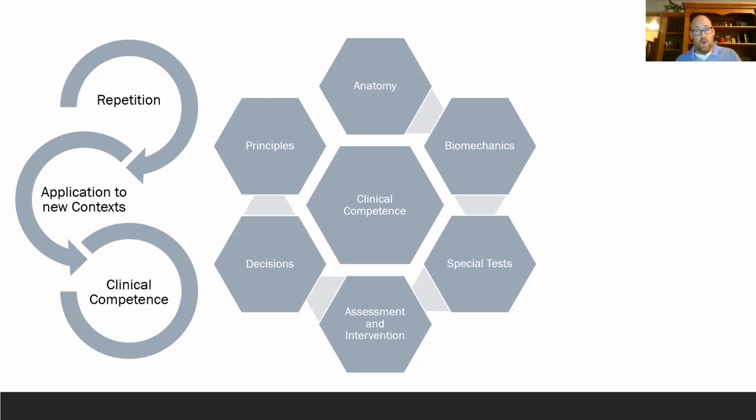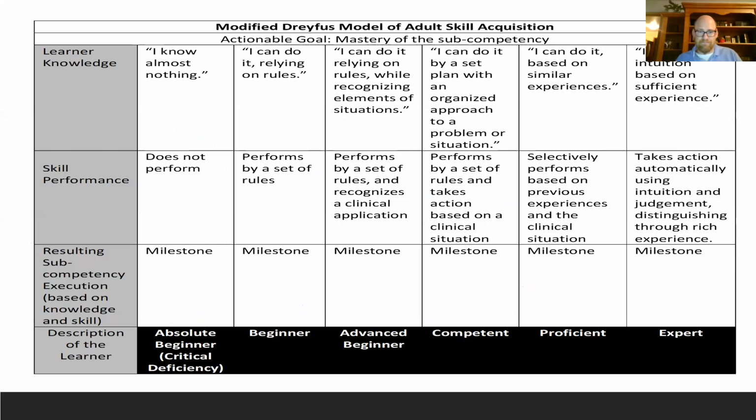Okay, so repeating, repetition of that cycle, applying it to new contexts. Maybe not a student athlete at Gustavus. Maybe you're in an experience elsewhere. Maybe it's a guy working in an Amazon distribution center with a rotator cuff tear that you wouldn't typically see in an athletic population. But doing that over and over again helps you develop that clinical competence.